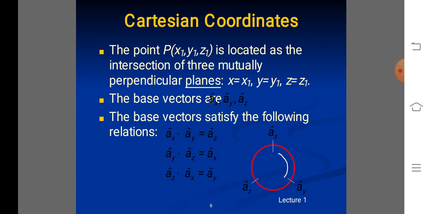That relationship is that the dot product of two different vectors gives the third vector: a_x dot a_y equals a_z, a_y dot a_z equals a_x, and a_z dot a_x equals a_y. Those three base vector conditions hold on the planes a_x, a_y, a_z in the Cartesian coordinate system.